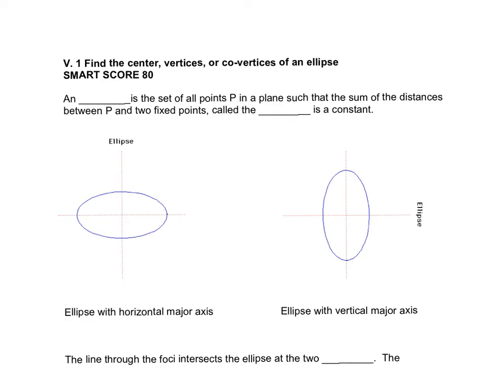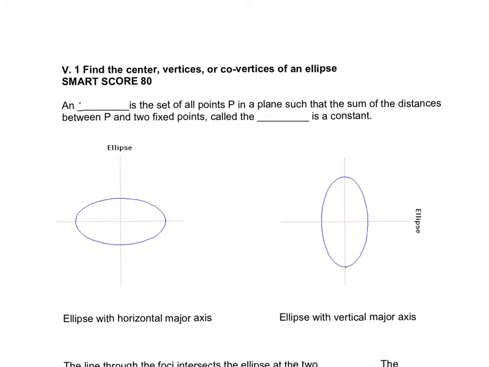So what an ellipse is: it's a set of all points P, all these points that are on this ellipse down here on the lower left, such that the sum of the distances between P, a point, and two fixed points, called the foci, is constant. We're not going to hit a ton on this, but in later sections. This section we just need to know the basics of the ellipse.